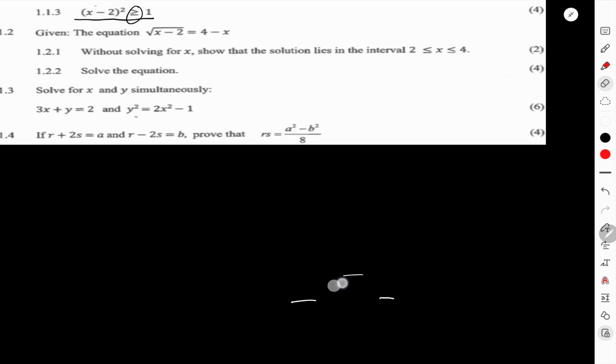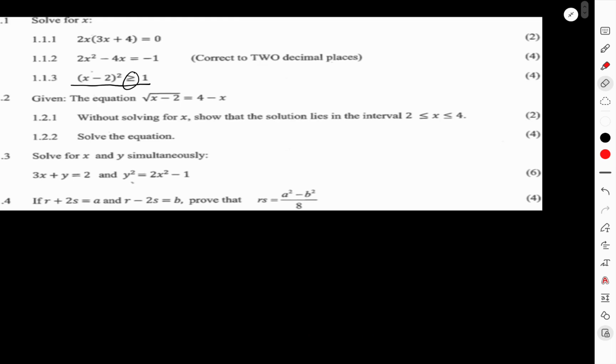1.2.1. So on question 1.2.1, we are now required to solve for the x value. So for us to solve for the x value, we are going to have the square root of x minus 2 equals 4 minus x. Now we are required to solve for x. Since we have a square root, for us to remove this particular square root we are going to use the inverse operation of a square root, which is a square. Meaning here I have to apply a square on both sides.